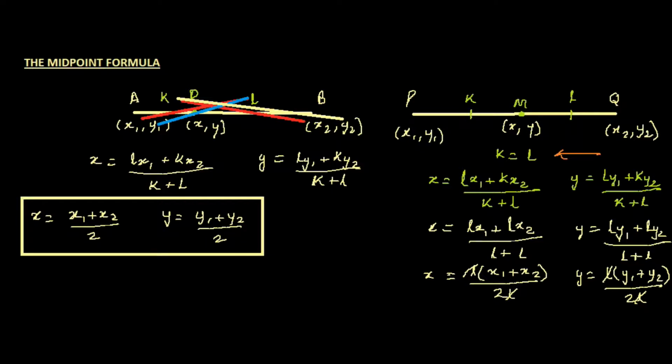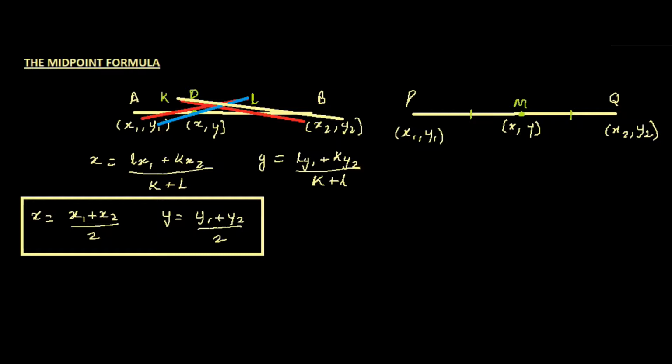Now the same could be done a little differently also, so I'll take these off. I don't need this. I'll just modify the formula a little bit. Now we know that M is the midpoint of PQ, which means PM and MQ are the same. So instead of taking the ratio K is to L, if they are both going to be the same, let me take it in the ratio 1 is to 1, since they are both equal.